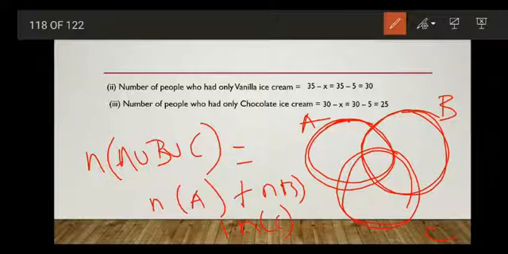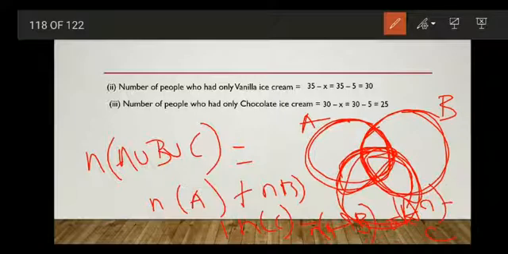While doing this, we have counted this portion twice, this portion twice and this portion twice. So we have to remove these portions. What is this portion? That is A intersection B. This is B intersection C and this is A intersection C. So we have to remove those portions. So minus n of A intersection B, minus n of A intersection C, minus n of B intersection C.